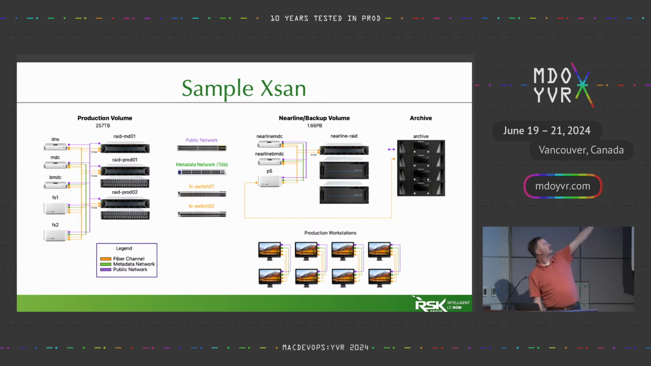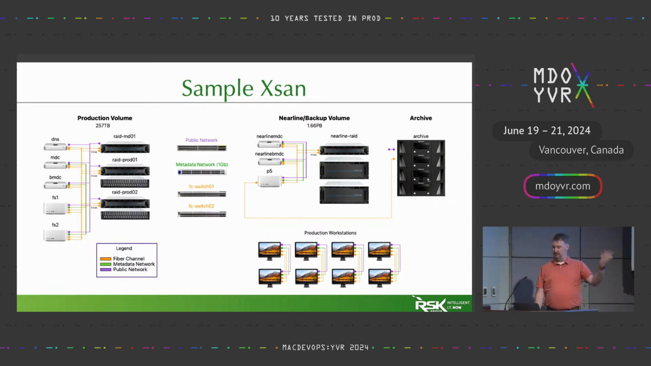In this instance, this was a 257 terabyte production volume, and then a 1.66 petabyte backup volume. We'll talk about why we might want so much backup storage. But again, we had the same thing. We'll share the DNS, but we have 2 MDCs. And then in this case, we have our P5. We'll talk about ArchiWare. P5 is what we recommend for data movement and backup and archive. And then our tape system down there at the end for that archiving purpose.